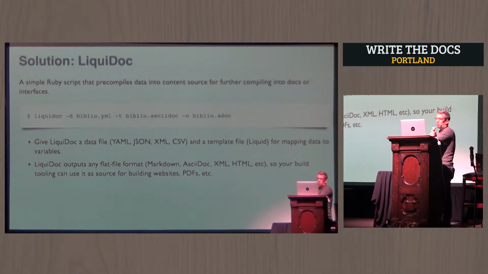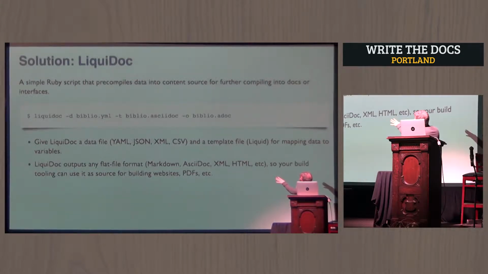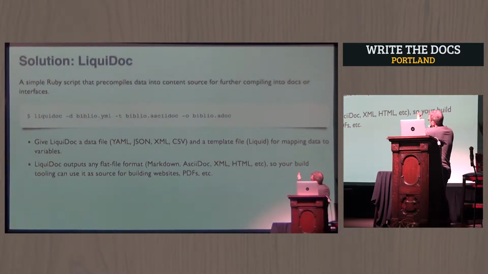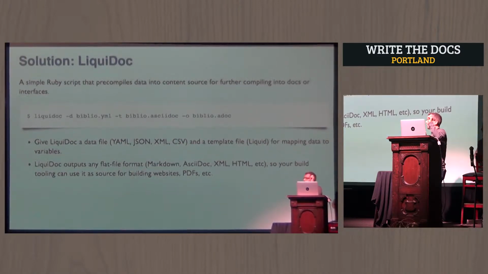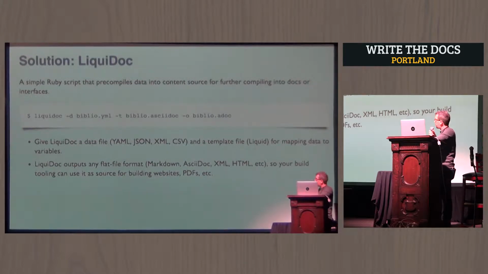So the solution I've built is called Liquidoc. It's a little Ruby script, and it just takes a few little things like a YAML file for my data source, a liquid file, that's the T there, biblio.asciidoc for the template. I'll show you that in a second. And then it's going to spit out something called biblio.adoc, which is AsciiDoc source that I can then produce into PDF, HTML, or any other kind, man pages, anything I want, including inside the UI.